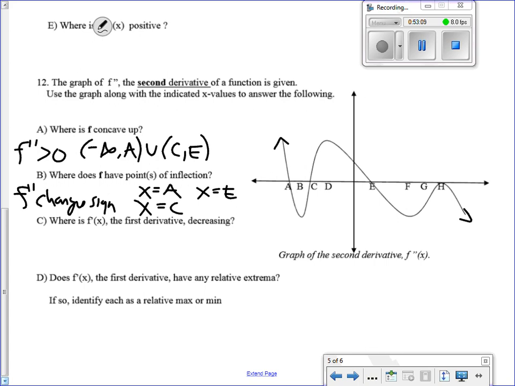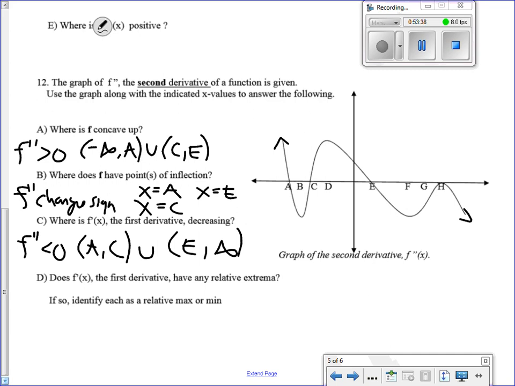Okay, where is the first derivative decreasing? Well, the first derivative is decreasing when its derivative is negative, so when the second derivative is negative. This one is negative from a to c. You see how the graph is below the x-axis? And from e to h, and then h to infinity. So let's just go e to infinity. Why not? We'll just throw the whole thing in. You could break it up at h if you wanted to, but there's no reason to.